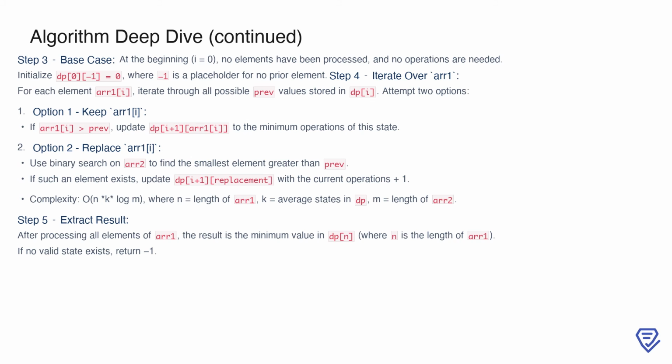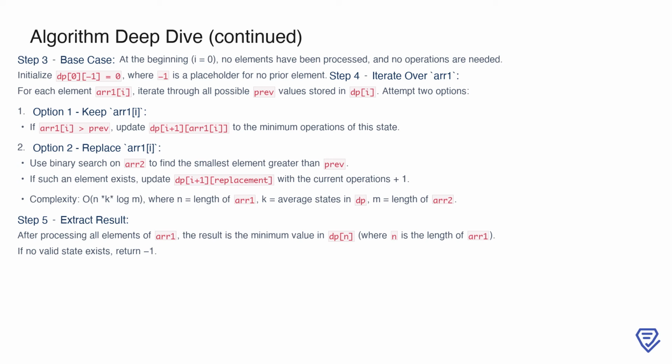We begin our algorithm with the base case. At the start, no elements of ARR1 have been processed, and no operations are needed. So, we initialize dp[0][-1] = 0, where -1 serves as a placeholder for no prior element. From there, we iterate over each element of ARR1. For every index i, we process all possible previous values stored in dp[i].